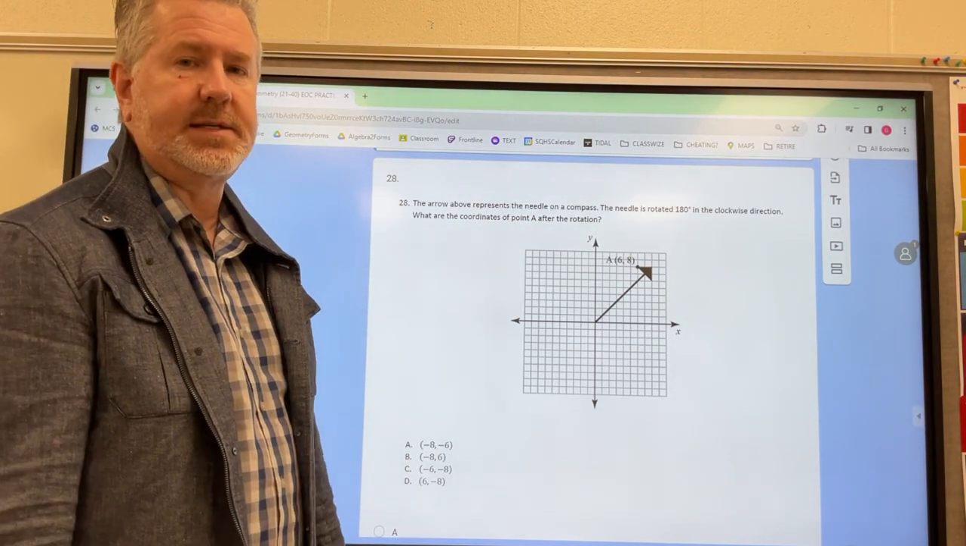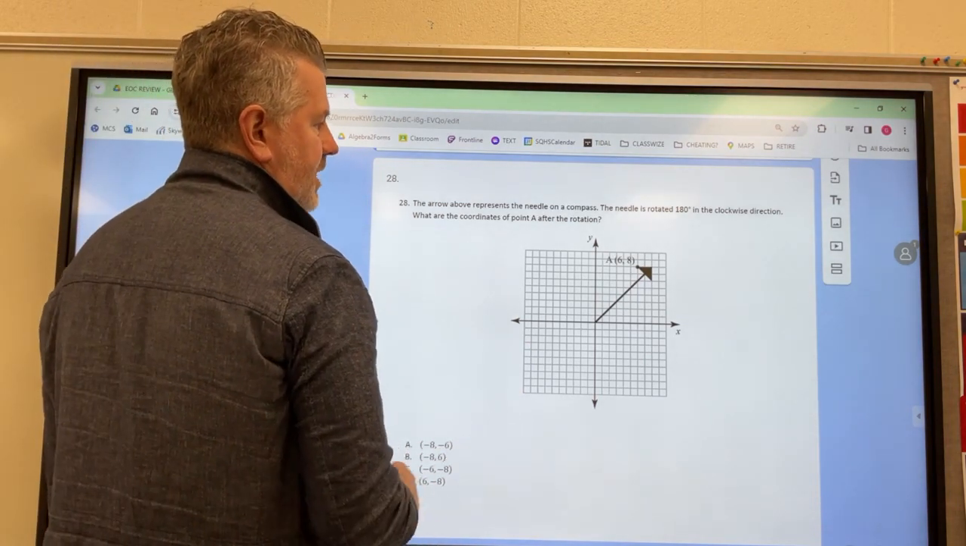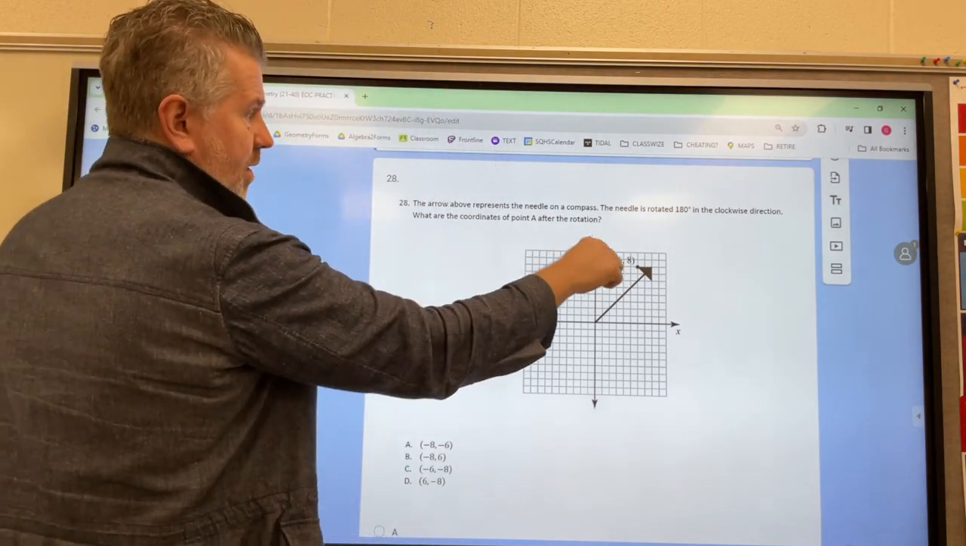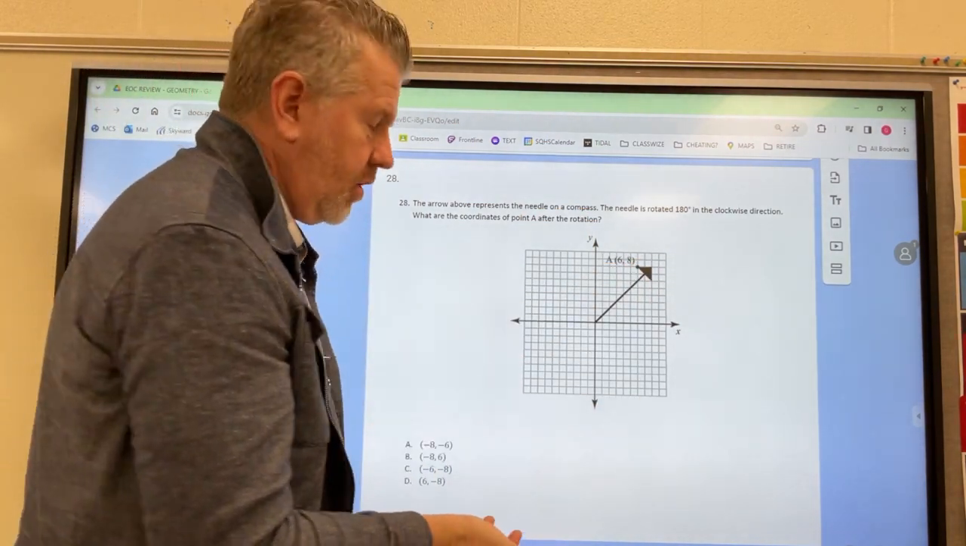Clockwise, counterclockwise, doesn't matter if we're going 180 degrees. What are the coordinates of point A after the rotation? Okay, no problem. So we're gonna go all the way around here. I always have to remind myself, what's the rule? What's the rule, Mr. Pierce?